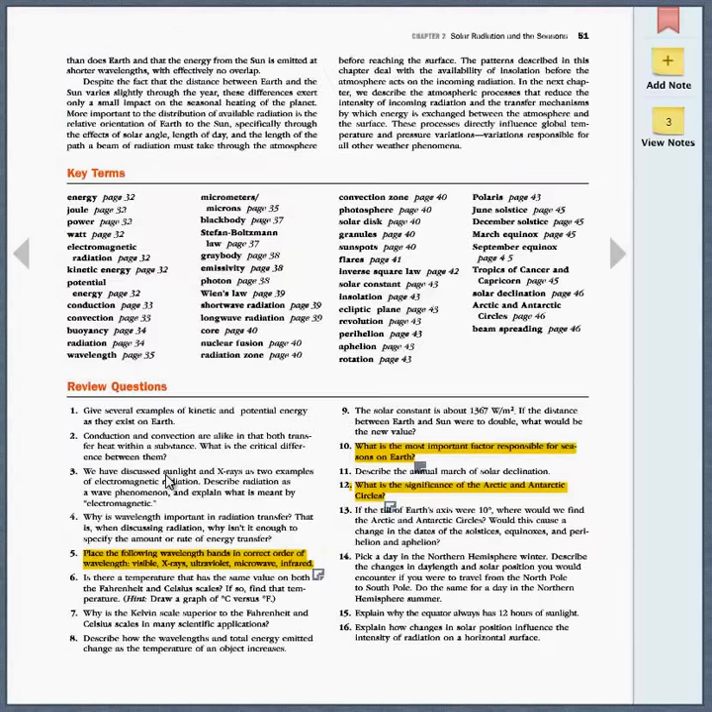And then over on the last page, page 51, I really want you to make note. There's a lot of questions here, but be able to answer questions 5, 10, and 12. Question 5 says place the following wavelength bands in correct order of wavelength, and you have to put them in order. Question 10, what is the most important factor responsible for seasons on Earth? Question 12, what is the significance of the Arctic and Antarctic circles? We just discussed them about the daylight and the night, 24 hours a day. And it also has some other factors as well.